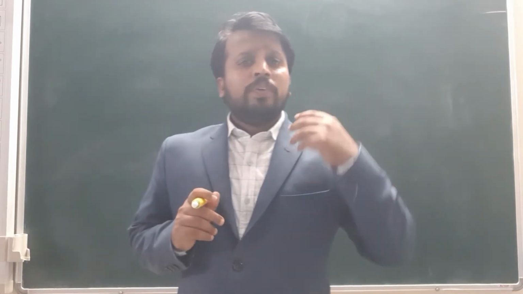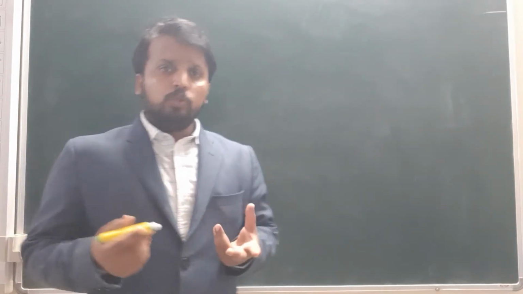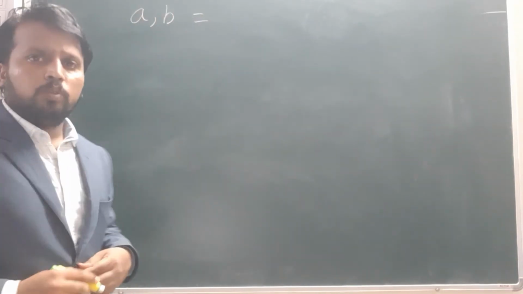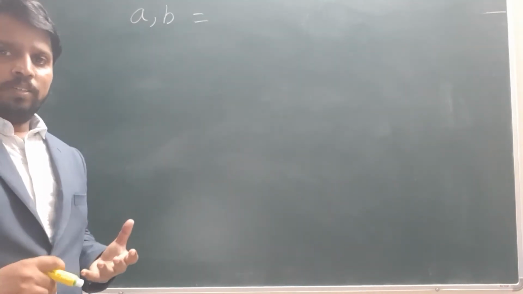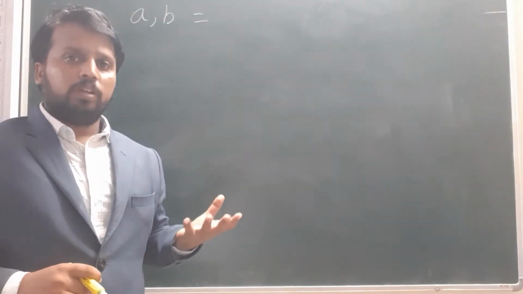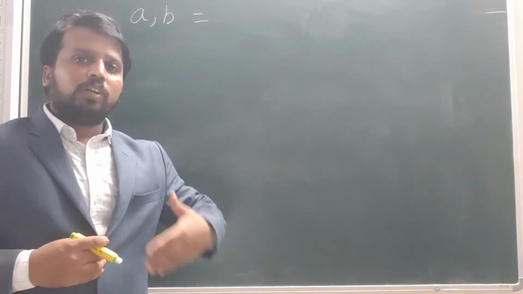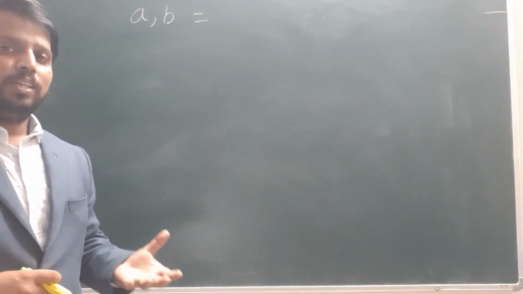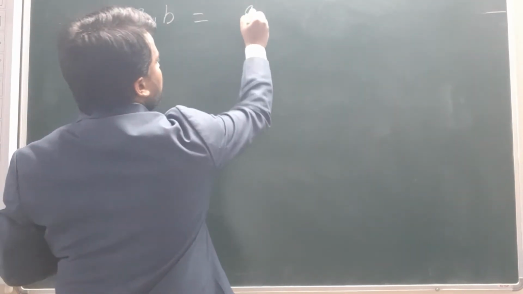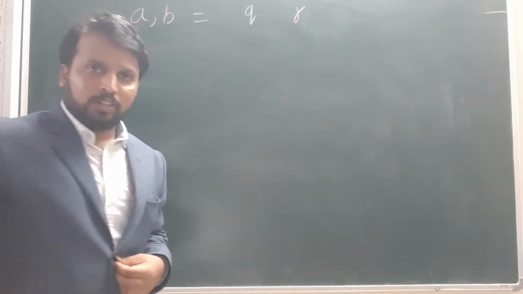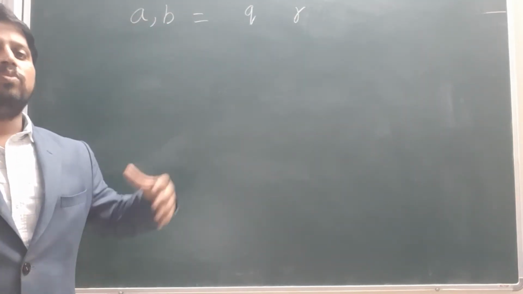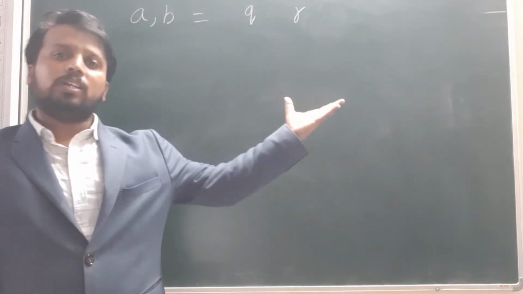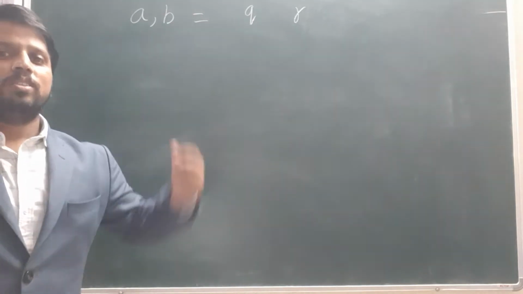For any two positive numbers, like a and b, there exist unique integers. What are the unique integers? One is q and one is r. That means when we divide any two numbers, we will get the quotient and remainder. That is all they are saying here.